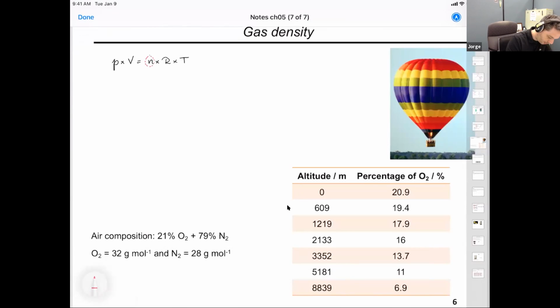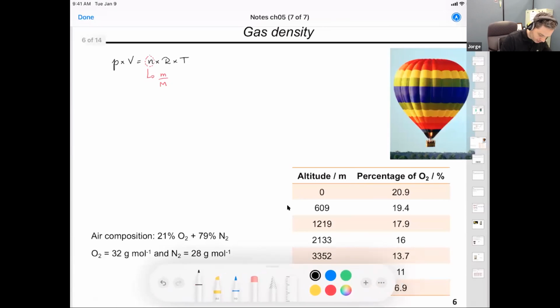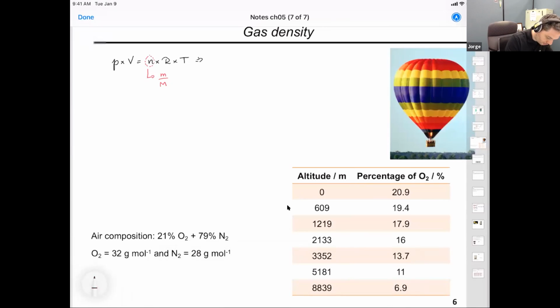Instead of number of moles, I'm going to replace that by mass over molar mass. The number of moles of a gas or any material is always the ratio between the mass that you have over the molar mass. With that, the equation is going to be slightly modified: P times V equals the mass of the gas over molar mass times R times T.